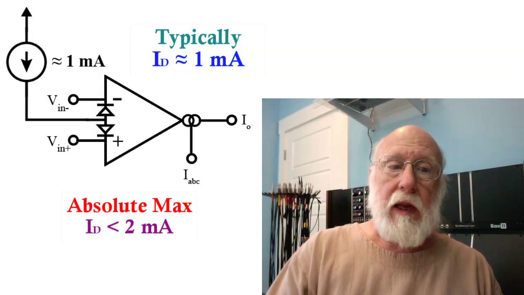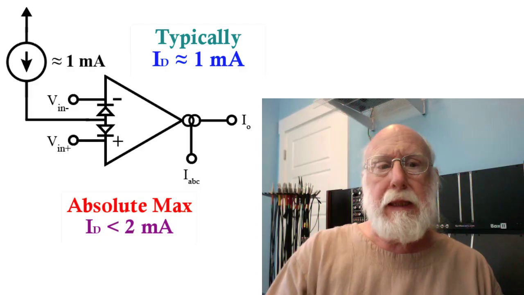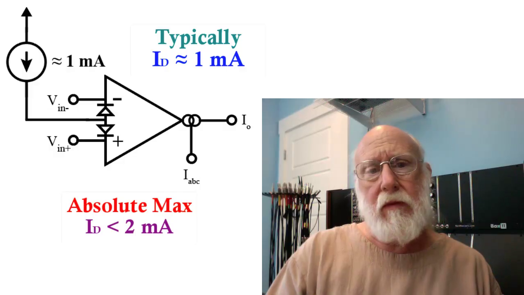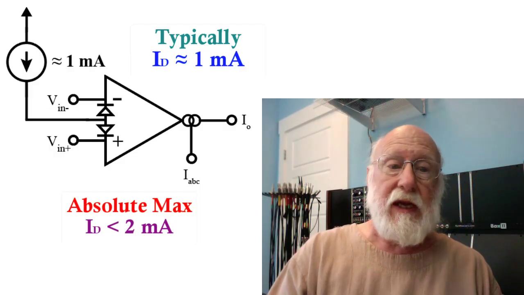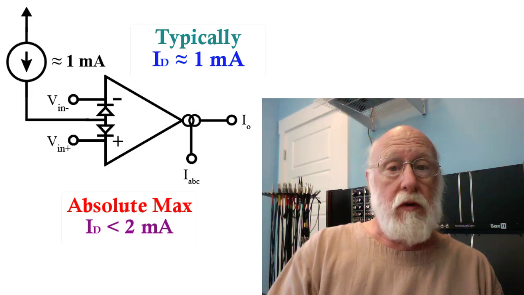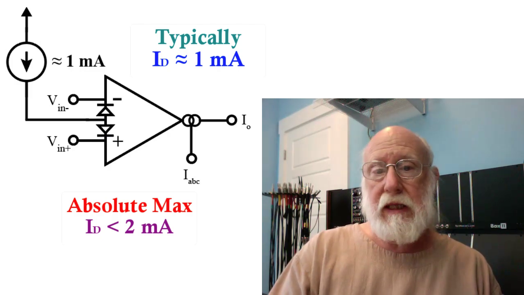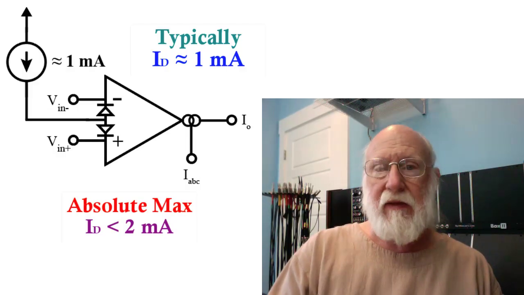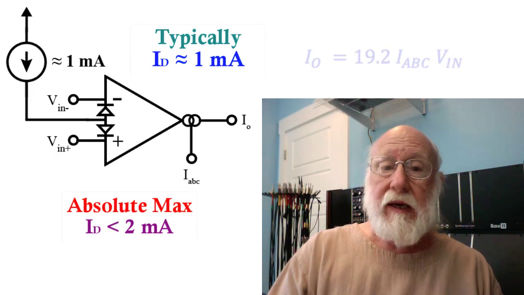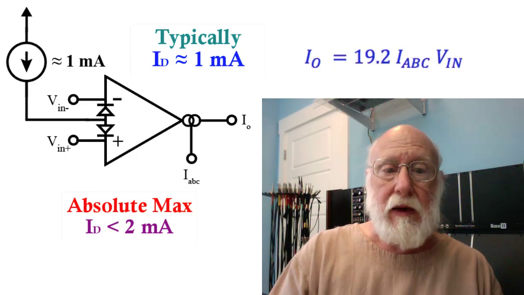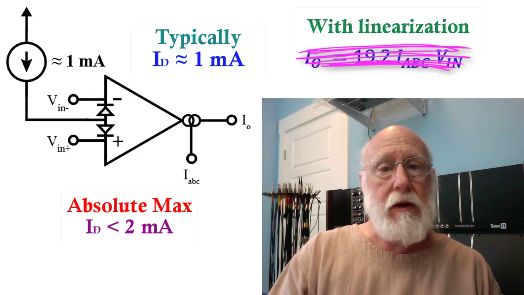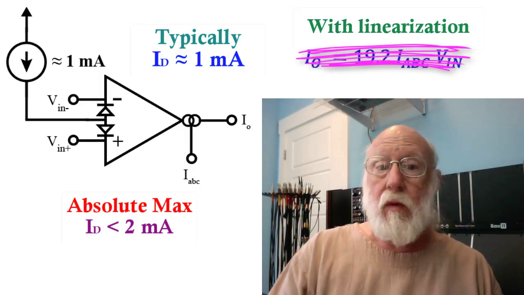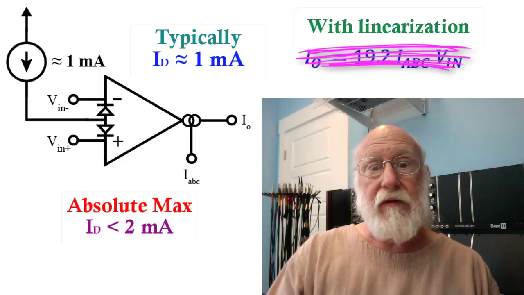Again, as already mentioned earlier, this is used to increase the linear range of the input voltage by a factor of about 5, from roughly 10 millivolts up to about 50 millivolts. Now note that when you use the linearizing diodes, in general the output current will be less than the standard output equation 19.2 IABC VN, which is no longer valid. You cannot use that output equation if you're using the linearizing diodes. We'll discuss this in some detail in another video.